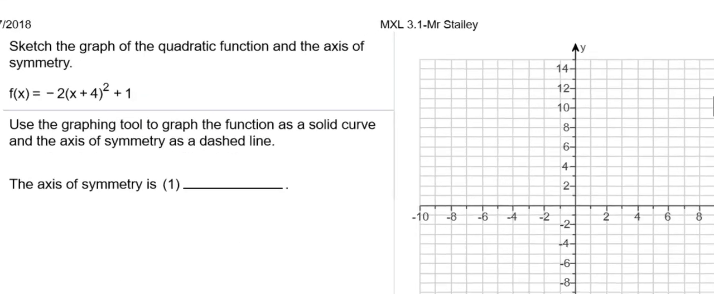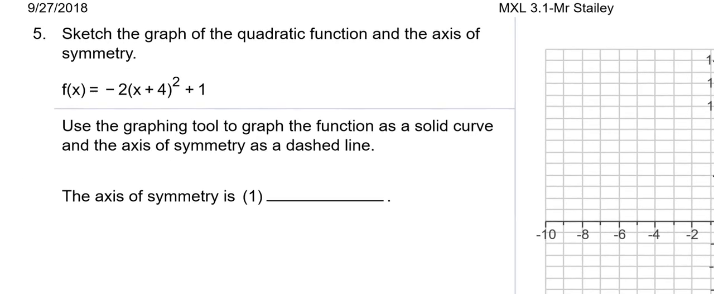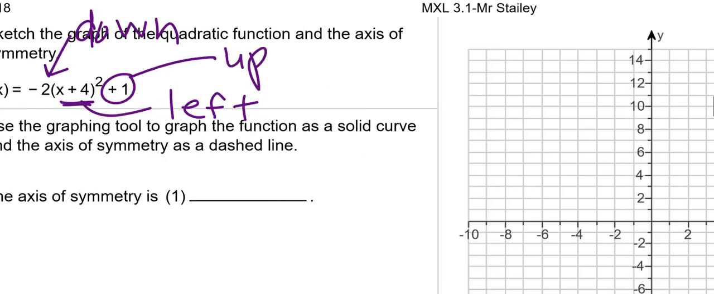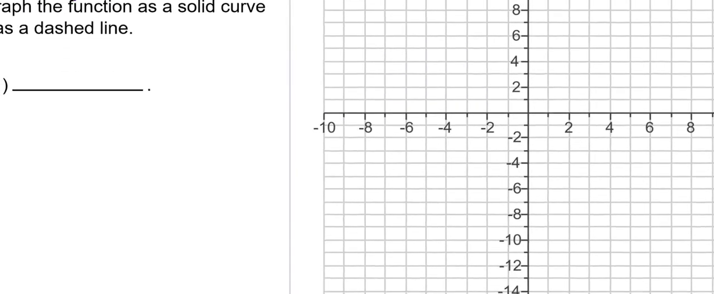I'm not going to get through this whole question, but I do want to know whether you think this is left 4 or right 4. That's left. Do you think it's up or down 1? That's up. Do you think that this opens up or opens down? It opens down. Good. What's the vertex of the graph? Negative 4, 1. So we should be starting right there. If we've got an A value of negative 2, what is 3 times that amount? Negative 6.